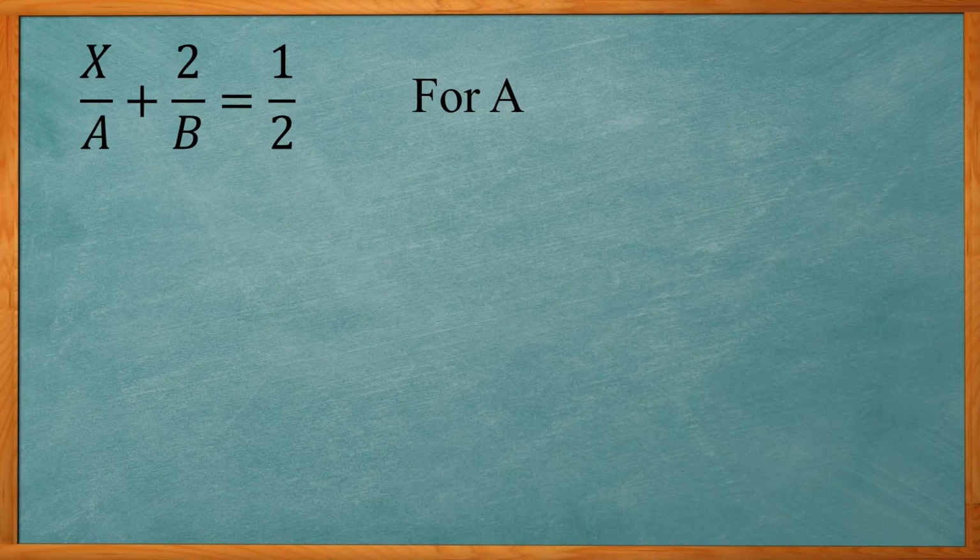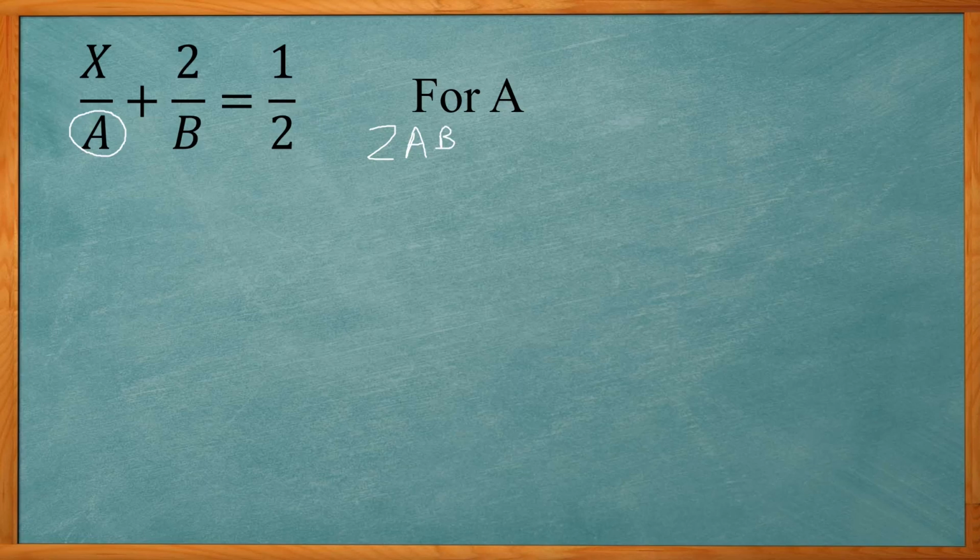So here we have x over a plus 2 over b equals 1/2. And we want to solve for a. So a is on the bottom here. So we need to get that to the top and then get it by itself. So again, if you have fractions, our goal is to get rid of fractions. Makes the problem easier. And we need to find a common denominator. So we got a, b, and 2. So our common denominator would be 2ab.